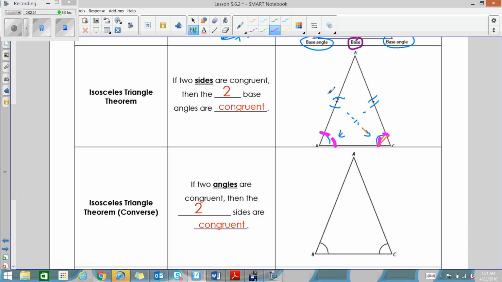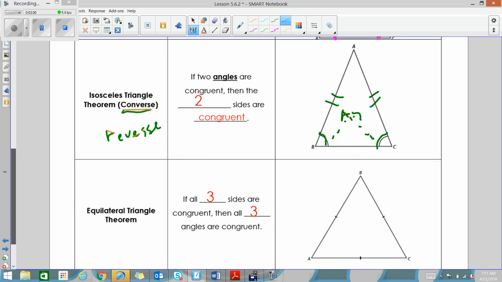Now, the converse, which means the reverse, R-E-V-E-R-S-E. All right, it's the reverse of it. It means if we go in reverse, if we know that these 2 angles are congruent, we now know we have an isosceles triangle, because the sides opposite them are going to be congruent as well. So these 2 are congruent, these 2 are congruent. So we have an isosceles triangle with 2 sets of congruent sides.